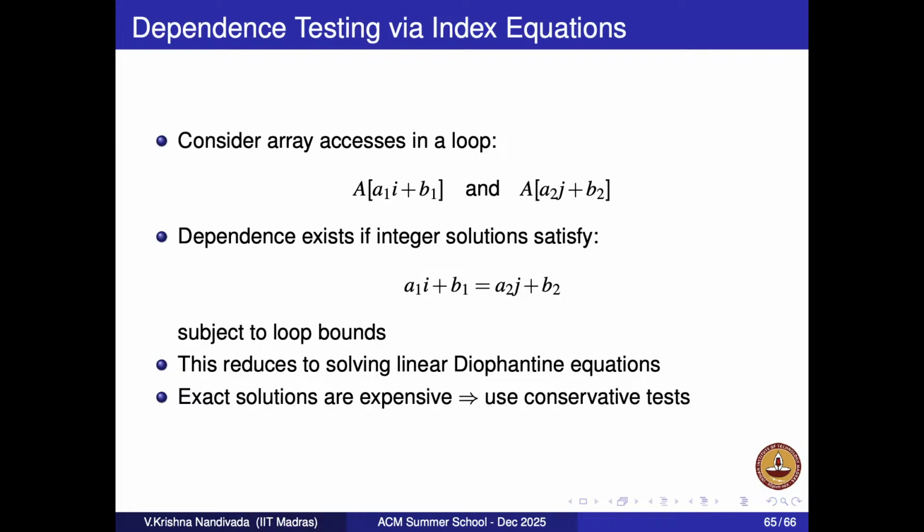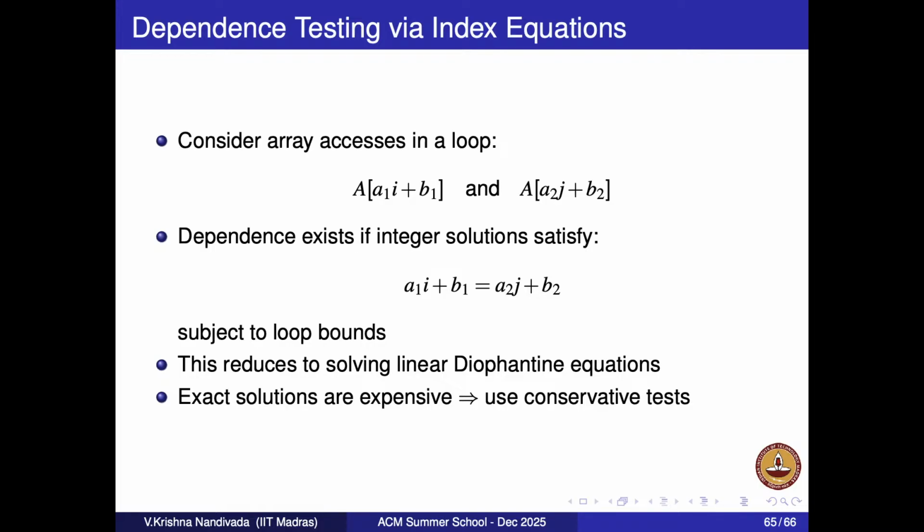Hey, wait, what about I1 equal to 5 and I2 equal to 4? Let's look at this. I1 equal to 5, I2 equal to 4. So they do intersect in such a case. I didn't see all the points, of course. So there is a value of I1, there is a value of I2 for which they intersect. So what does it mean?